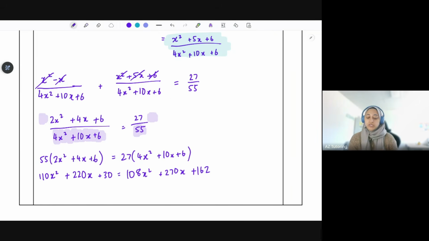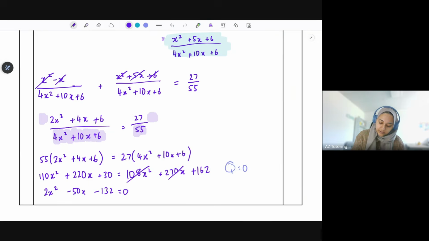Let's bring everything to one side because we've got a quadratic. What do we always do when we have a quadratic? We make it equal to 0. I'm going to bring everything over to the left-hand side to keep the x squared positive, since this one is smaller. So we get 2x squared. When we minus that, 110x squared minus 108x squared is 2x squared. 220x minus 270x is minus 50x. And we've got 30 minus 162 gives us minus 132 equals 0.